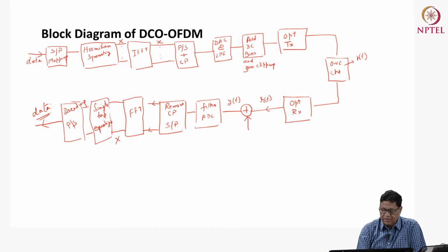So this is the total block diagram of DCO-OFDM. The important things to be seen here are the Hermitian symmetry block to make the signal real, and also adding DC bias so that there is no negative signal left in the OFDM stream, and then doing these operations. So this will give a DCO-OFDM signal.